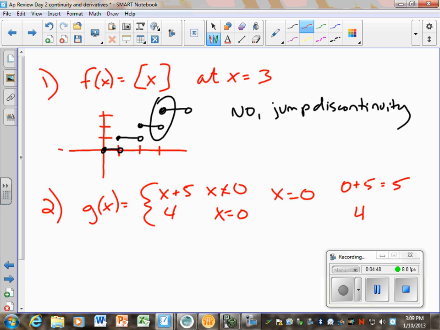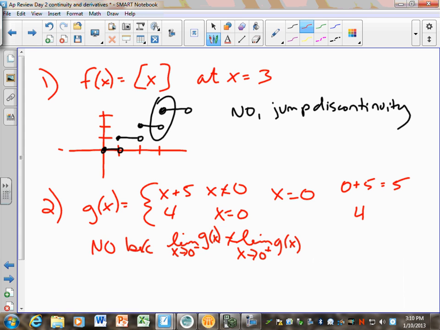So if you were writing your answer, explaining it, we would say no, there's a jump discontinuity. In terms of limits, we could say no, because the limit as x approaches 0 from the left of g of x does not equal the limit as x approaches 0 from the right of g of x. In terms of continuity, again, that's going to be a jump. It jumps from 4 to 5 at 0, or a non-removable discontinuity.